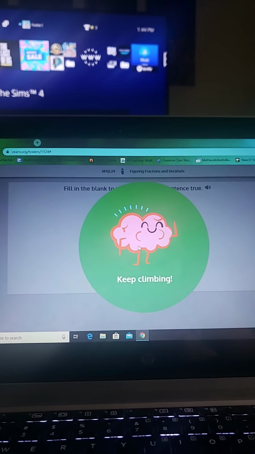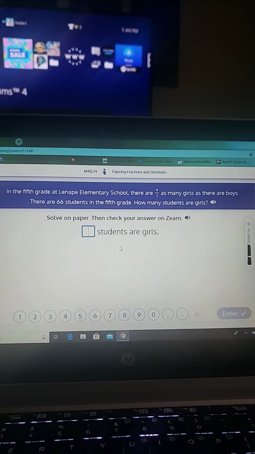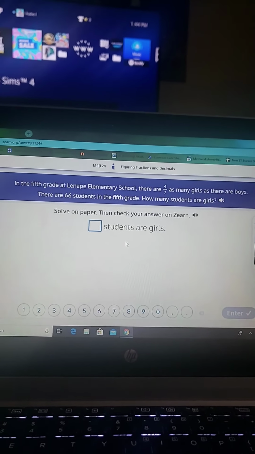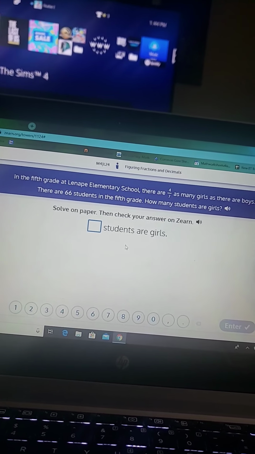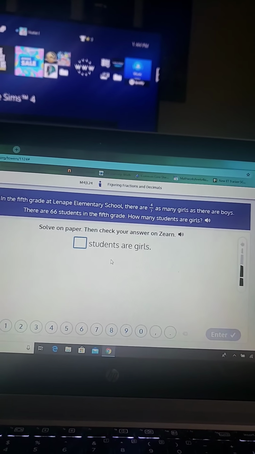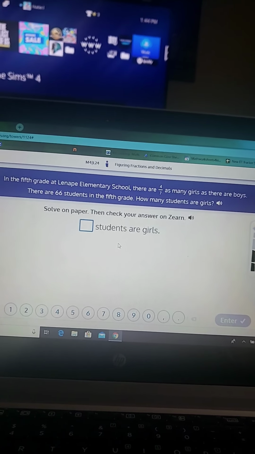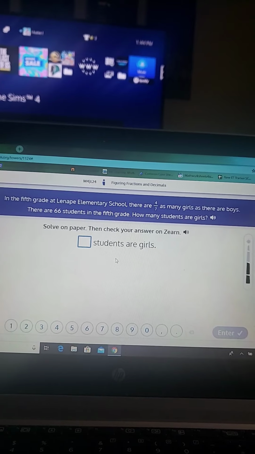This is the part of the lesson where you're going to need a sheet of paper. There's no way that you can do this in your head, guys, so you need your sheet of paper. In the 5th grade at Lenape Elementary School, there are 4/7 as many girls as there are boys. There are 66 students in the 5th grade, so how many students are girls?